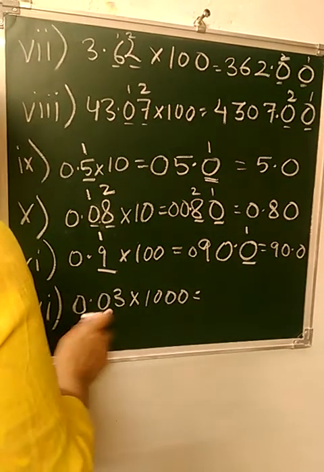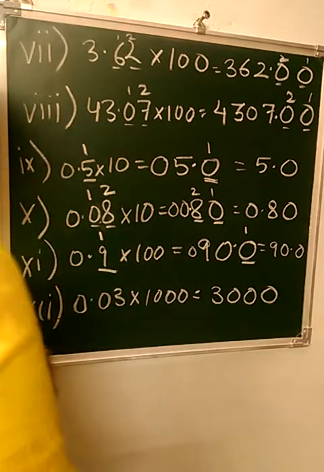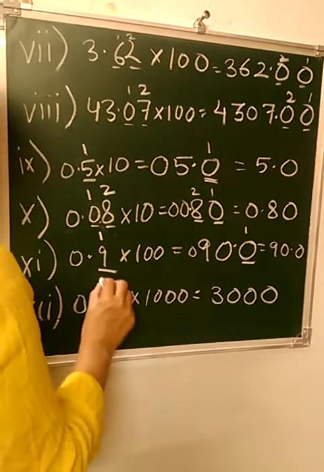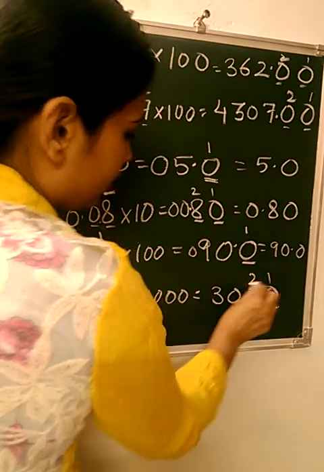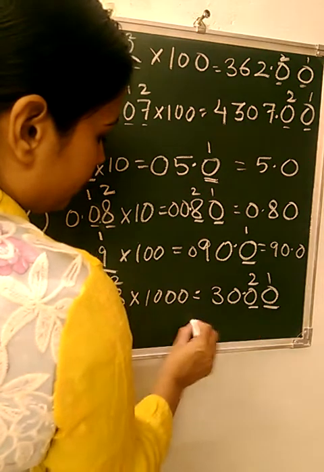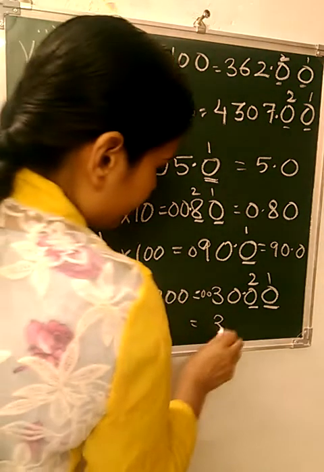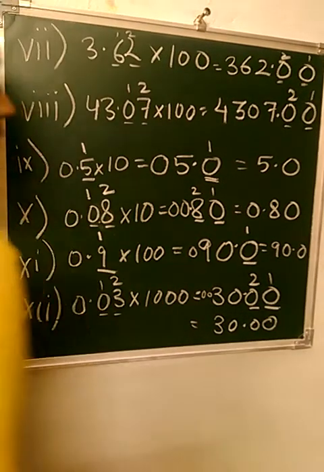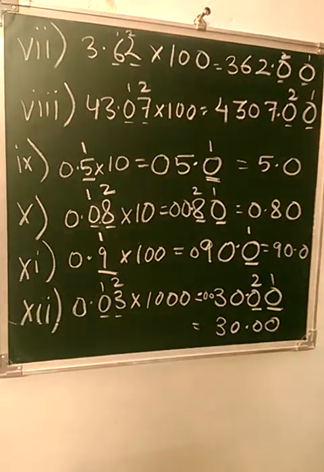3 into 1000 will give you 3000. How many decimal places? 1, 2. So here also 1, 2. Count and write. So answer will be, you can put 2 zeros which are here. So answer will be 30.00 or simply 30. This completes question number 3.